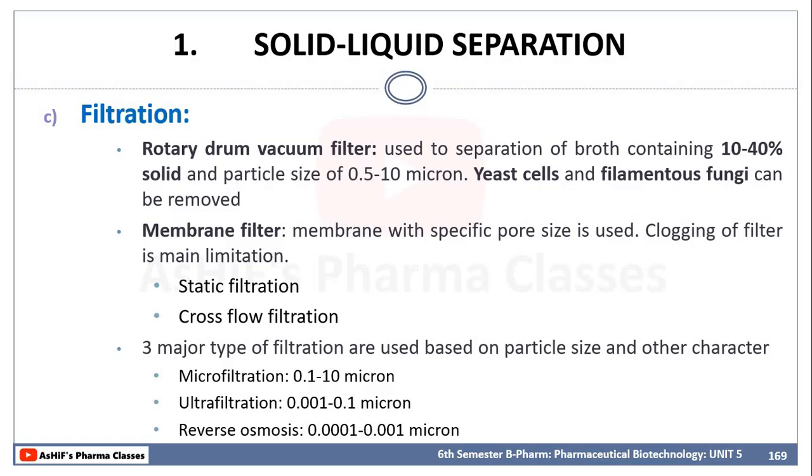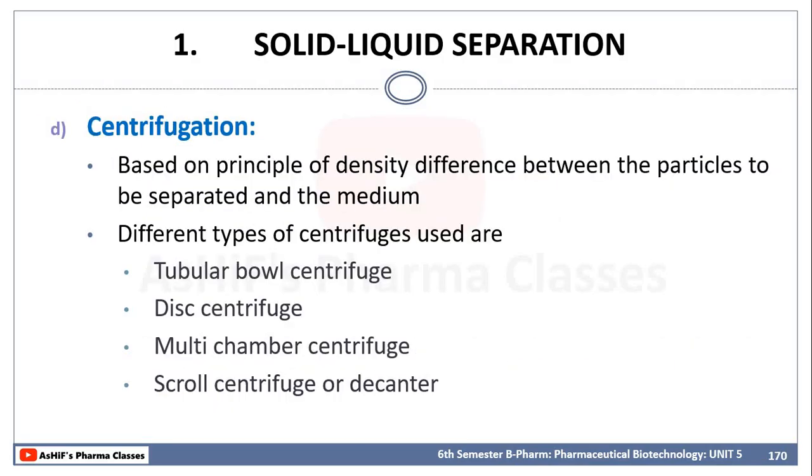Then we can use the membrane filter, that is a commonly used one. We can use static filters or cross flow filters, using different types of membrane filters like microfiltration, ultrafiltration or reverse osmosis. Depending on the size of the particles which we have to remove, we can choose different types of filters for solid liquid separation.